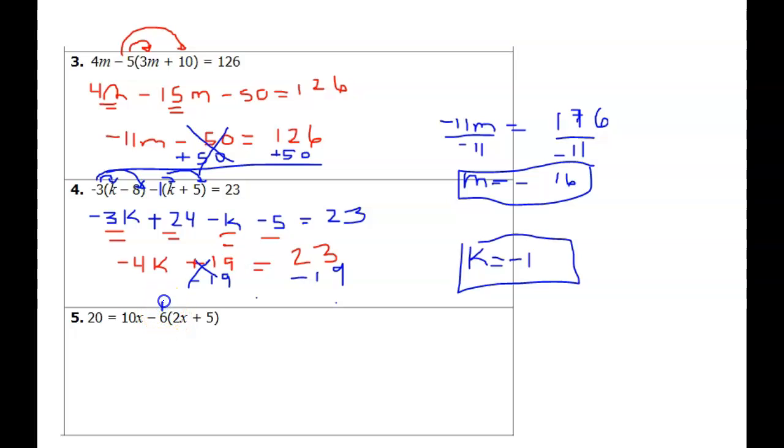I'm going to distribute this negative 6 into the parentheses, okay? So I'll bring my 20 down. It equals 10x. And then I start having the negative 6 dance. Negative 6 times 2x, well, that's negative 12 with the x. I keep the variable. Negative 6 times 5 is going to be negative 30.